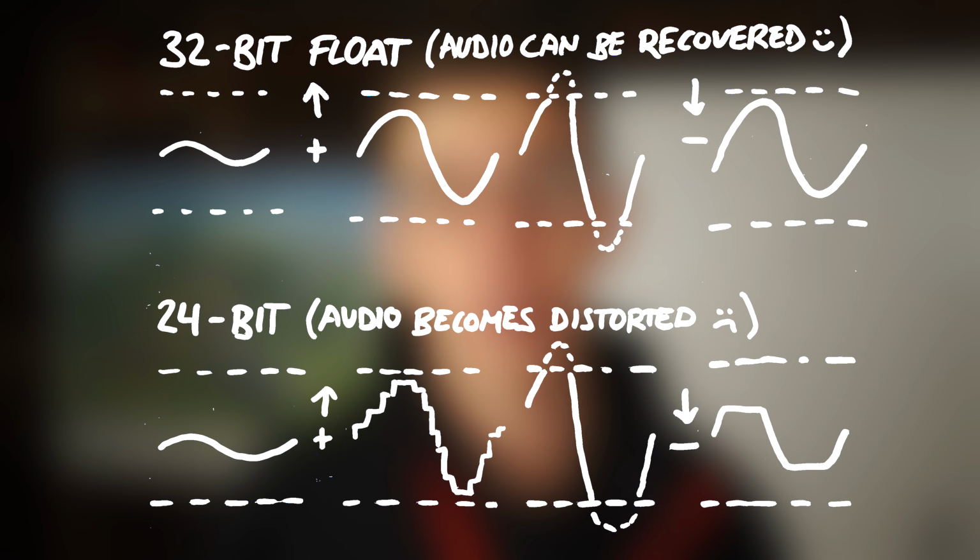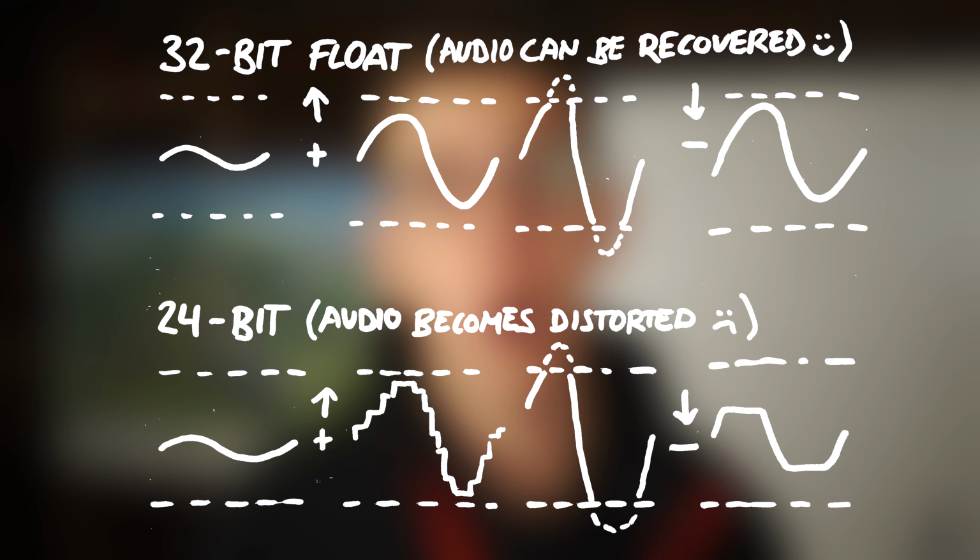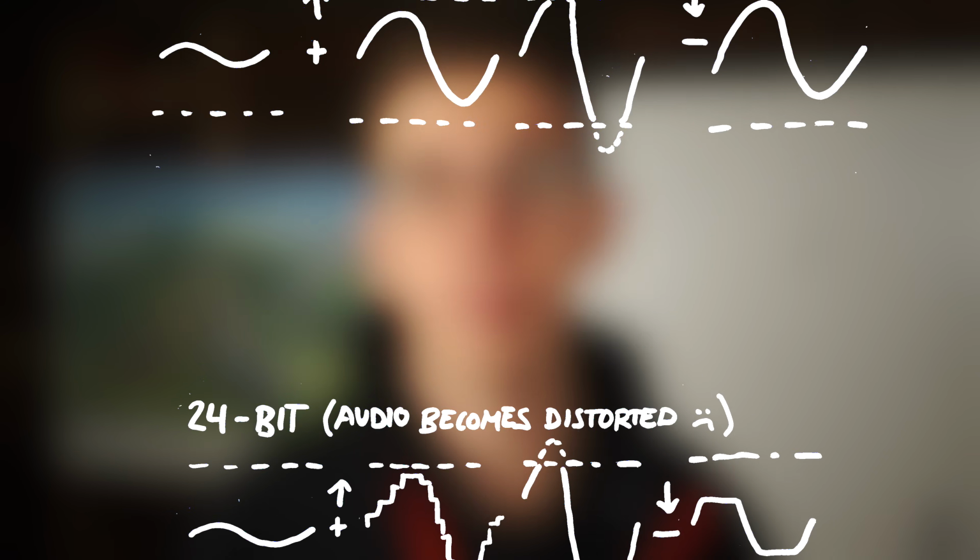Thankfully, there's another option, 32-bit float audio. While 32-bit float recording allows for huge dynamic range, it doesn't truly make audio immune to clipping. It just allows for significantly better recovery. And thankfully, 32-bit float is being integrated into newer recorders, so odds are you can find one that has that ability.